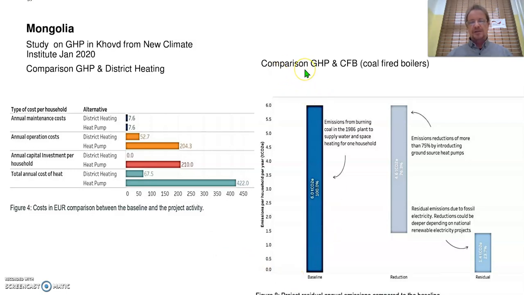Then there's another comparison between the geothermal heat pump and the coal-fired boilers, also an existing system. The baseline here is 100% based on fossil fuel. For the geothermal heat pump, you have a 75% reduction because of the use of the heat pump. But you have a leftover of 25%, 23.7%. That residual depends on which kind of energy source you're using to generate the electricity for the operation of the geothermal heat pump.